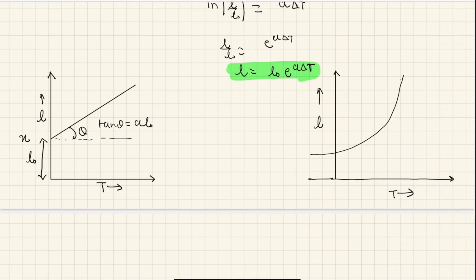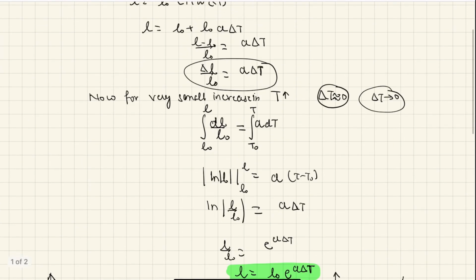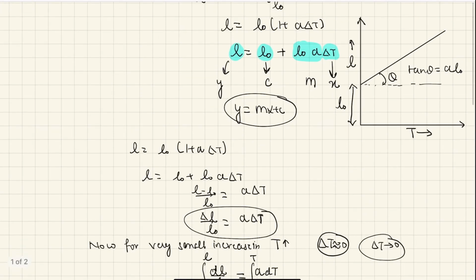All right, so now here we have two graphs of length as a function of temperature. One is an exponential graph and the other is a linear graph. So the question arises: which one of them is correct? Technically speaking, this exponential curve is more correct than this linear curve. But still we don't use this expression for evaluating changes in length. We simply use this expression to evaluate the change in length.